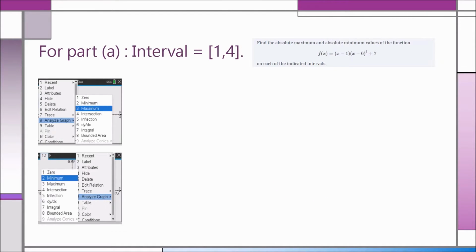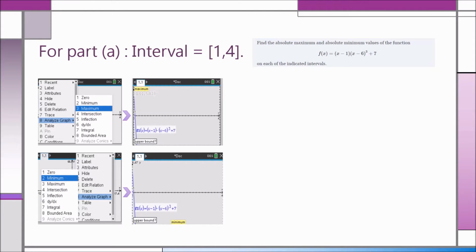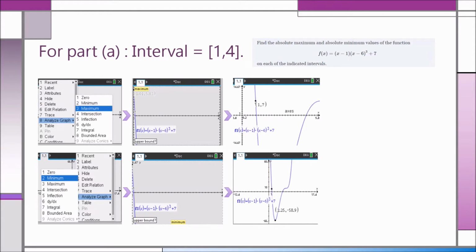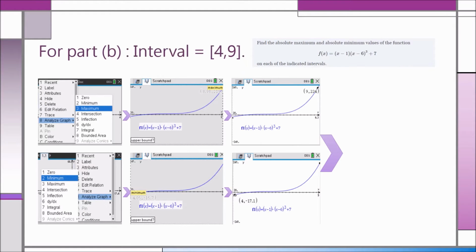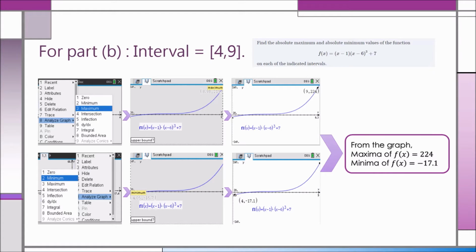And then for part A, we need to right click our mouse on the graph and click Analyze Graph for maximum and minimum, and set the upper bound to 4 and lower bound to 1, and the solution, which is the maxima and the minimum, will show automatically on the graph, so that we can get the answer very easily. And for part B, we just need to do almost the same procedure as part A, while the upper bound and lower bound are changed, and then we can get the answer very easily from the graph.